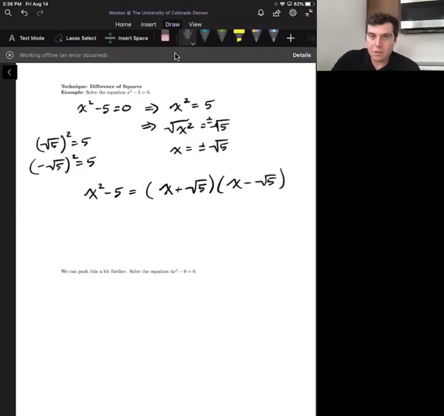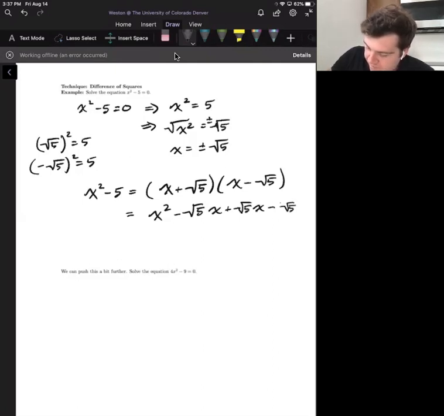We'll notice that if we do expand this back out just by foiling, we'll get x squared minus root 5 x plus root 5 x minus the square root of 5 squared, which just equals x squared minus 5. And so it's because of this little pattern in the middle that cancels out that we get to do this nice factoring trick.